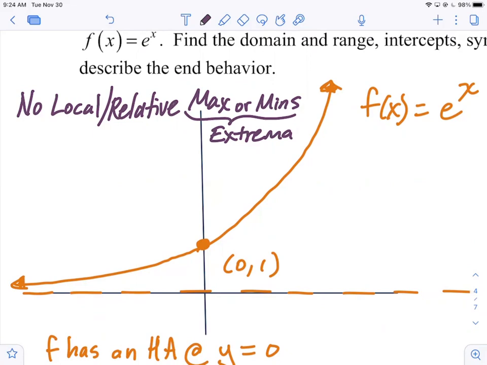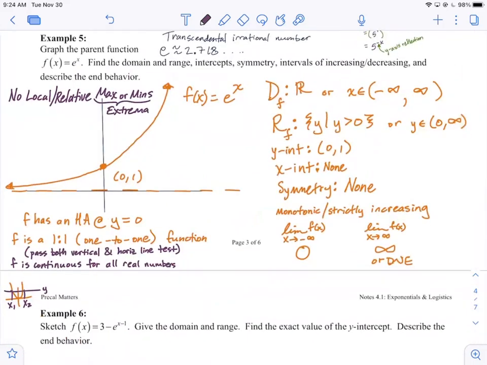Anything else? That's kind of a lot of information, right? Yeah, I think that's pretty exhaustive.